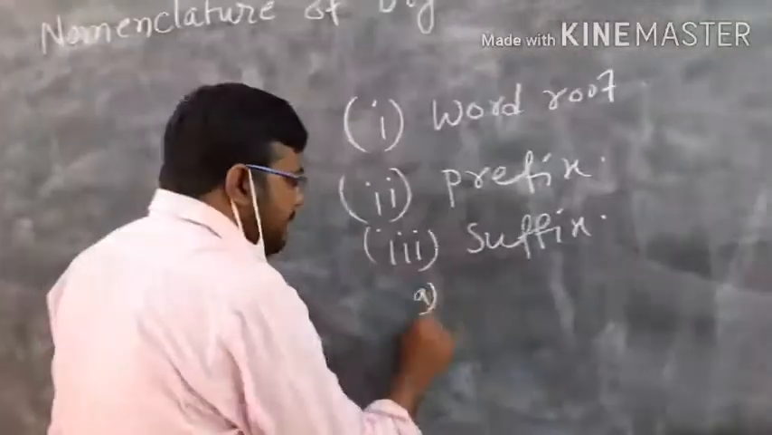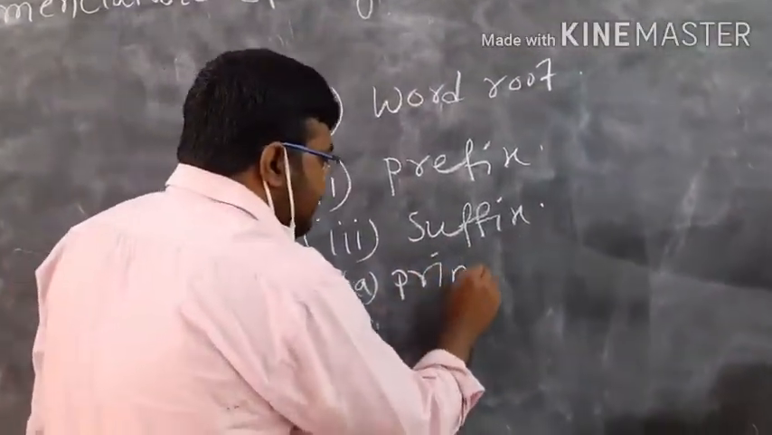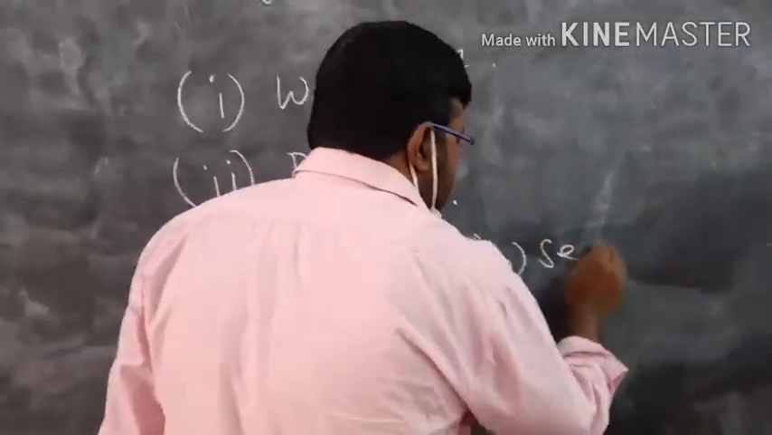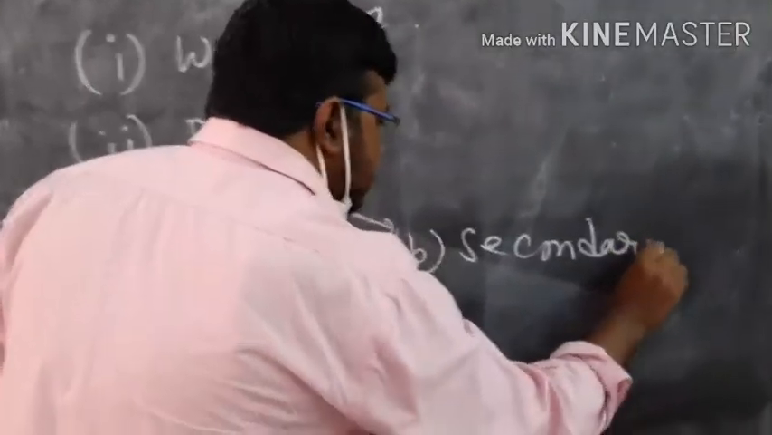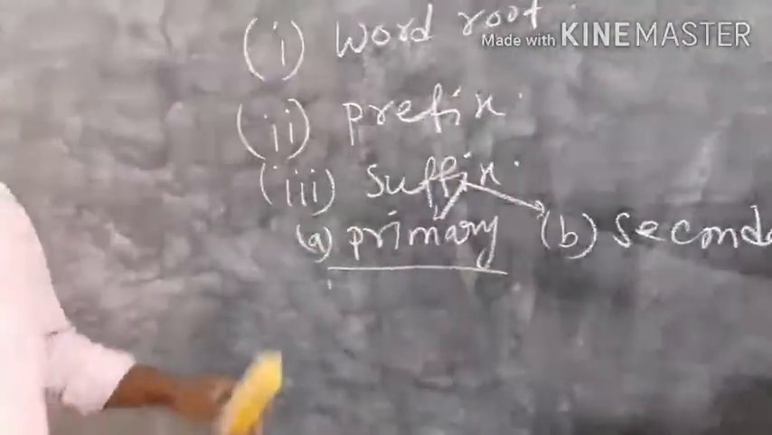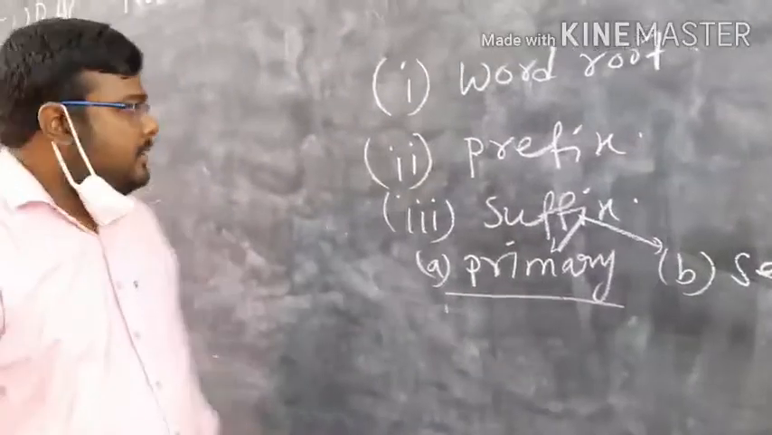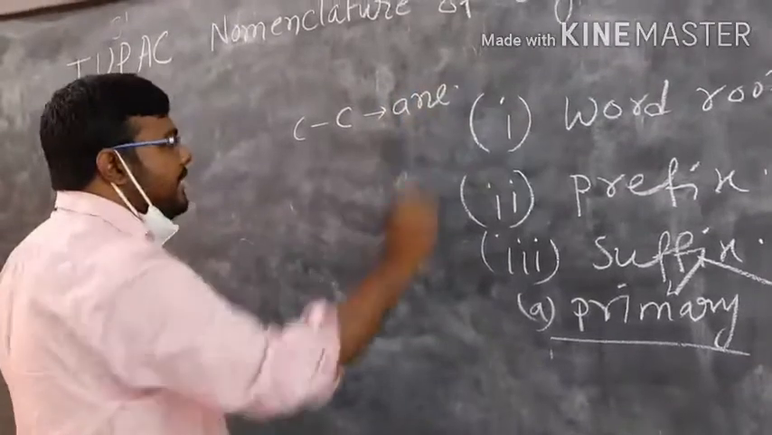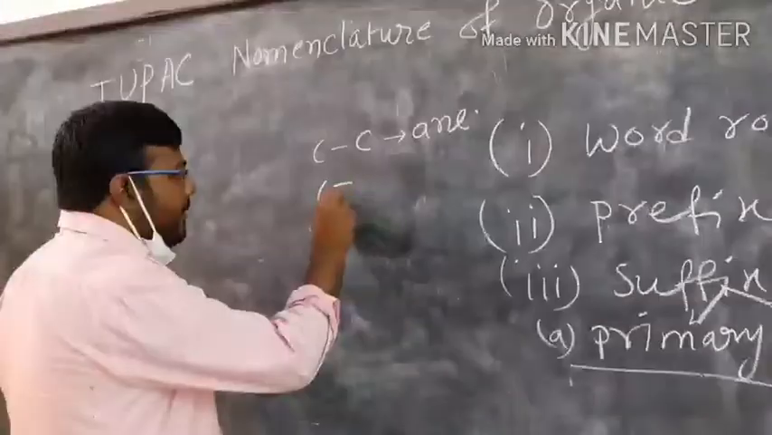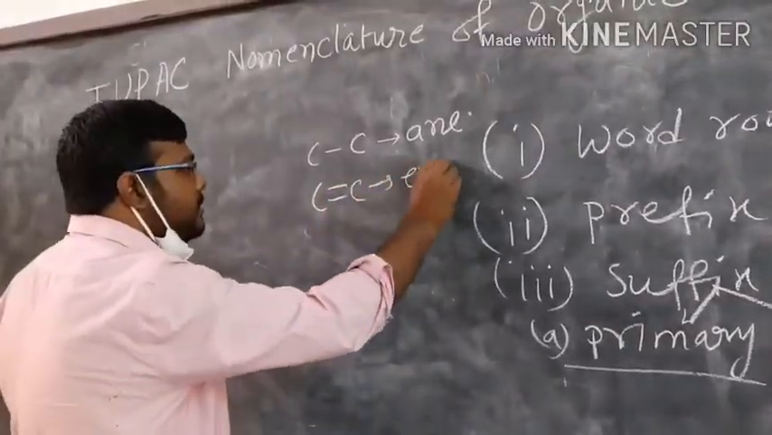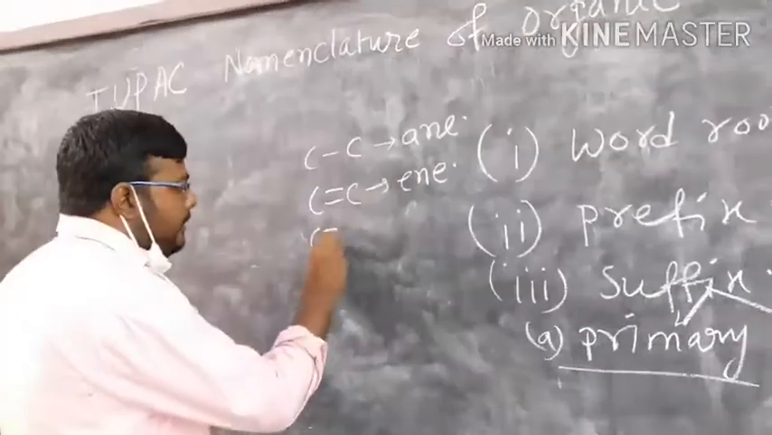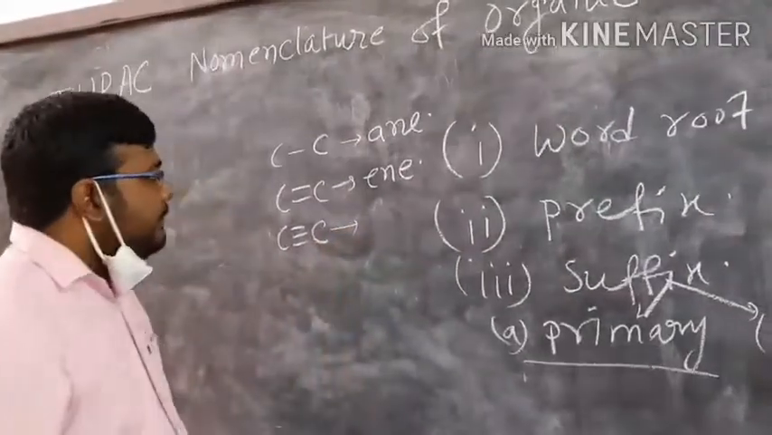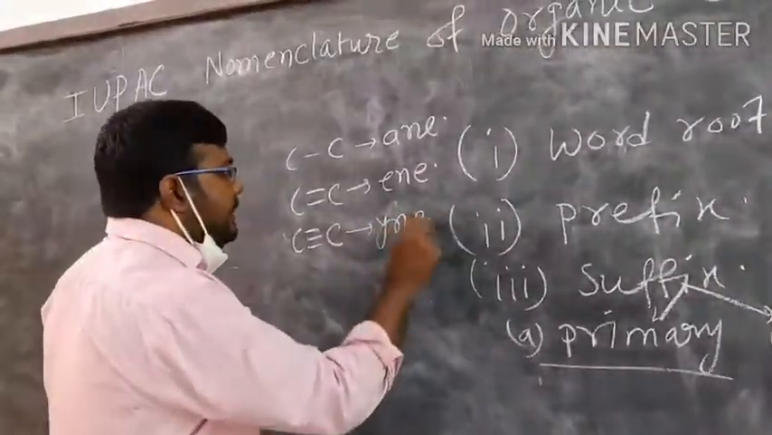Now, suffixes are of two types. One is called the primary suffix, and another is the secondary suffix. What is the primary suffix? The primary suffix indicates the nature of the carbon-carbon bond. If the carbon-carbon bond is a single bond, the primary suffix is ane. For a double bond, the suffix is ene, and for a triple bond, it is yne.